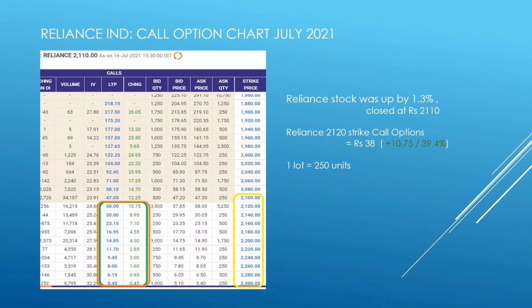One lot here for Reliance means 250 call options. This is the minimum units that you can trade. So if somebody had bought this call option, 250 units, on the previous day, it would have cost that person 6,812, and by end of today that would have become rupees 9,500. This would be around 39% profit in one day.